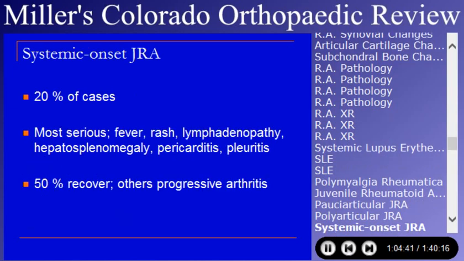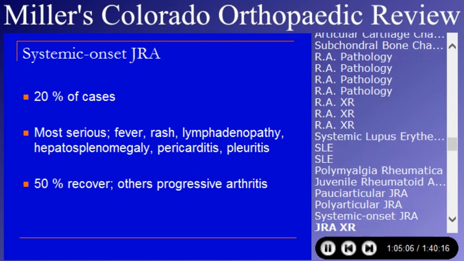Systemic onset JRA is about the same commonness as polyarticular. It's the most serious form. It involves a variety of organs, including the liver, spleen, heart, and lung. About 50% of these people will develop progressive arthritic changes as time goes by.